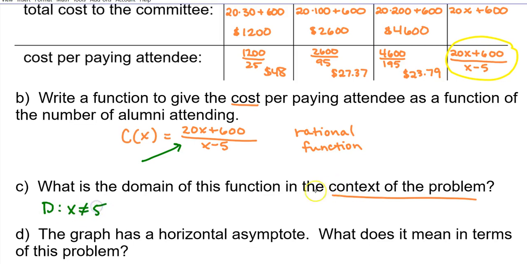But it says in the context of the problem, meaning could you have negative numbers of people attending? Could you have one person attending? I mean, what makes sense? So if there are going to be 5 free dinners, you're going to have at least 6 people. So I would say that x has to be greater than or equal to 6, but also you can only have a whole number of people. You can't have 6.2 people or 6.8 people. So x is a whole number.